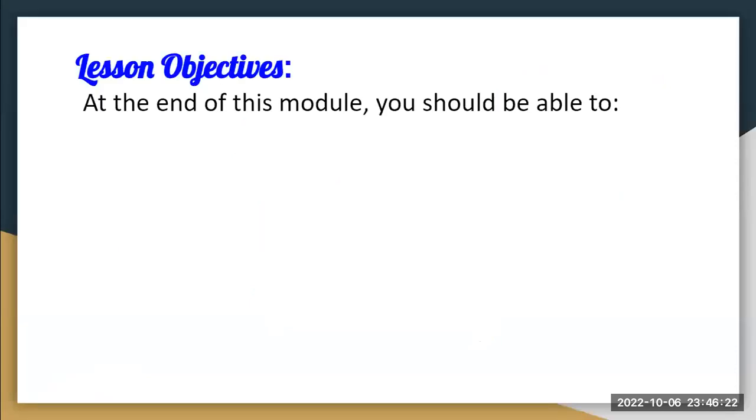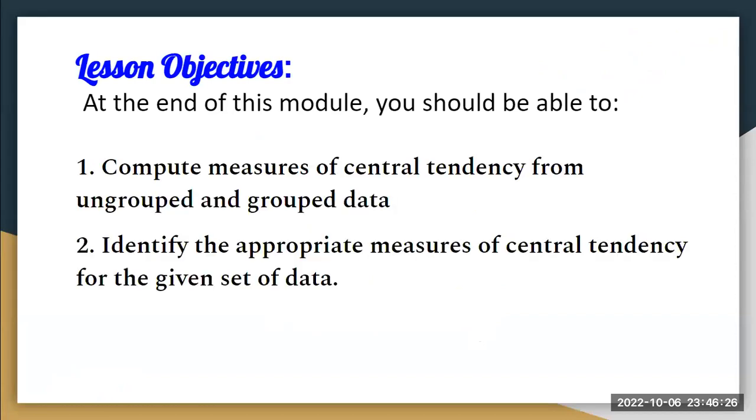Lesson objectives: at the end of this module, you should be able to, first, compute measures of central tendency from ungrouped and grouped data. And second, identify the appropriate measures of central tendency for the given set of data.